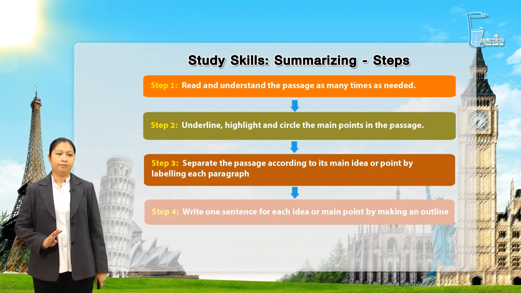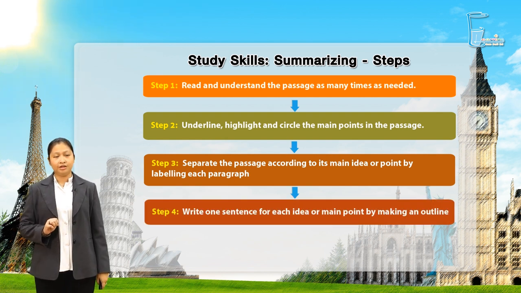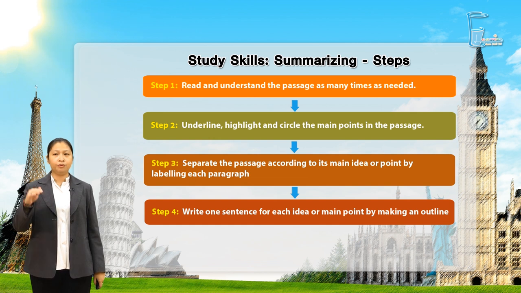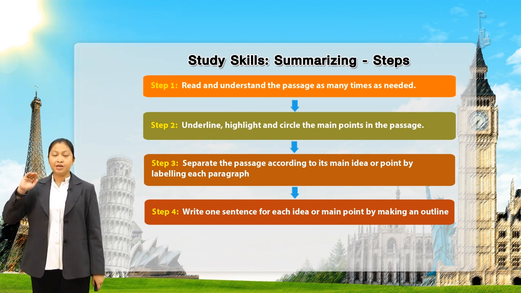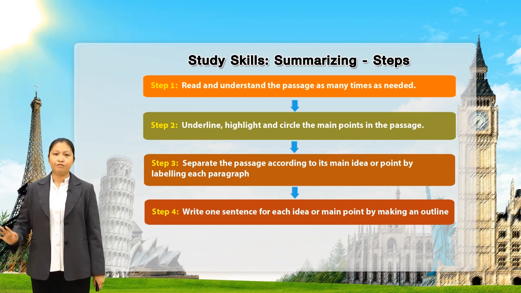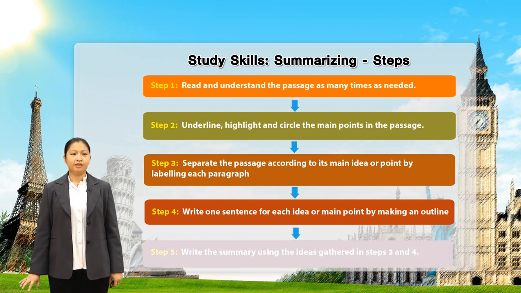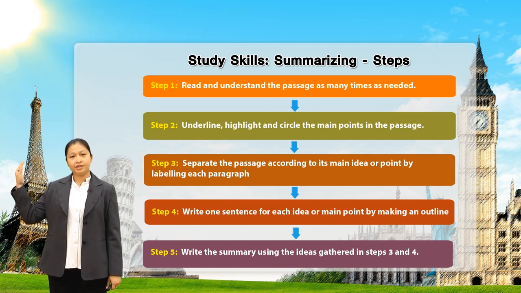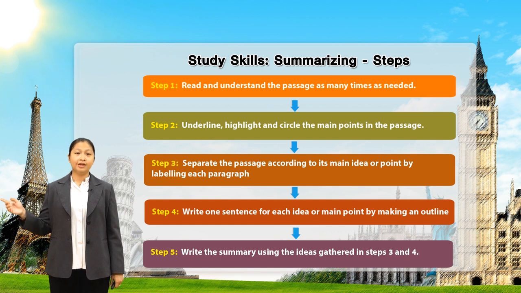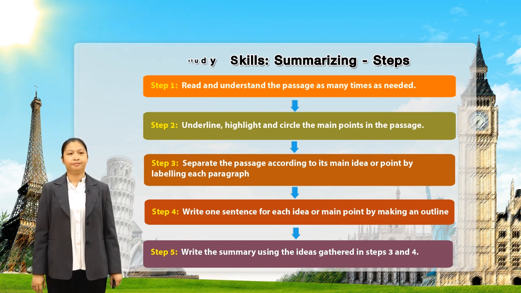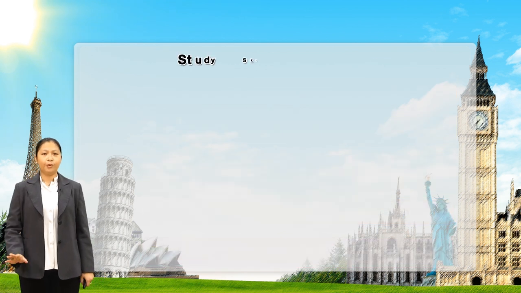Step 4, write 1 sentence for each idea or main point by making an outline. Making an outline will help you organize what is being talked about in paragraph 1, what is being talked about in paragraph 2, 3, 4, or 5. Step 5, write the summary using the ideas gathered in steps 3 and 4. You have written your ideas in step 3 and step 4. Try to write sentences from those ideas that you have gathered in steps 3 and 4. So you have to write an outline. What is an outline?